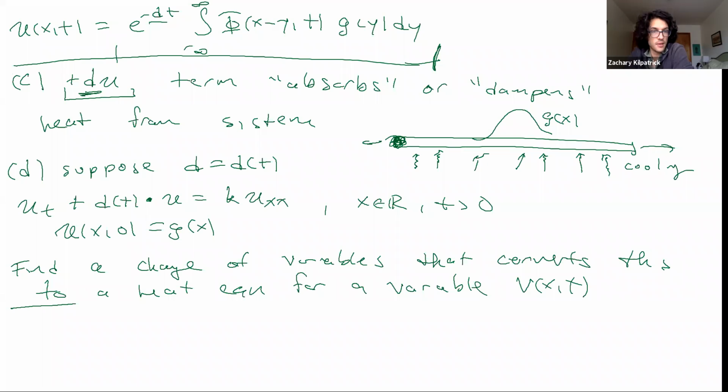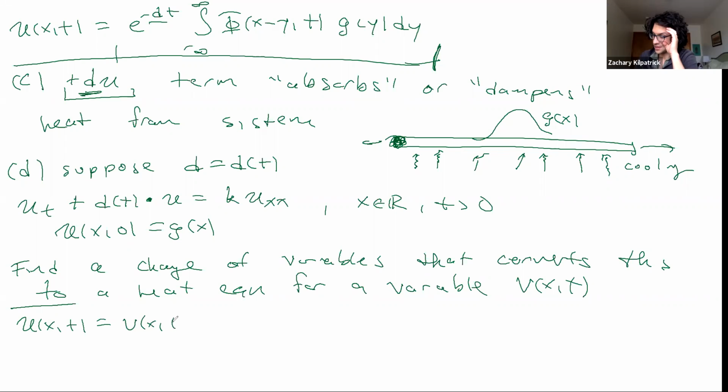All right. Let's regroup. So anybody want to proffer their solution? I got u equals v times e to the negative antiderivative of D. Okay.